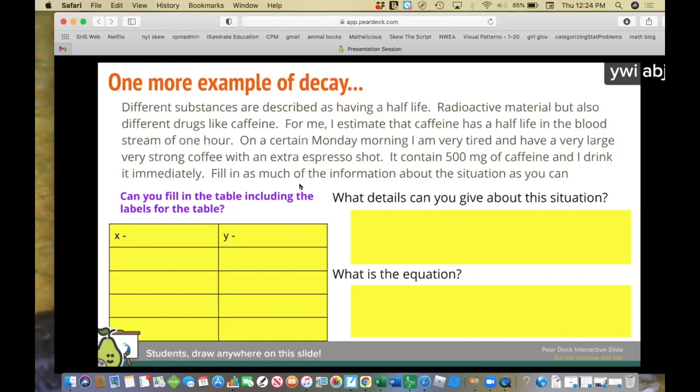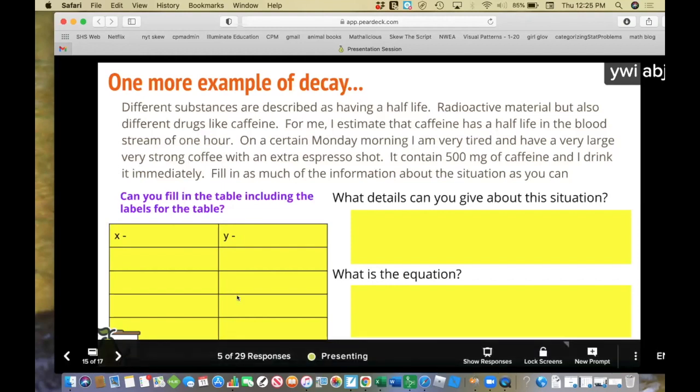I want you to fill in as much of the information about the situation as you can. There's a table. Can you fill in the values for X and Y? Can you label them? What does X represent in the problem that I described for me? And what does Y represent? And then you can give me any details you can about this situation. And then after that, your challenge is to write an equation.